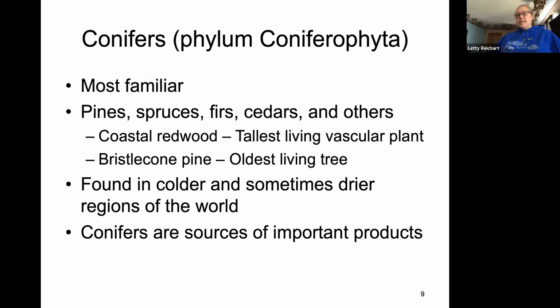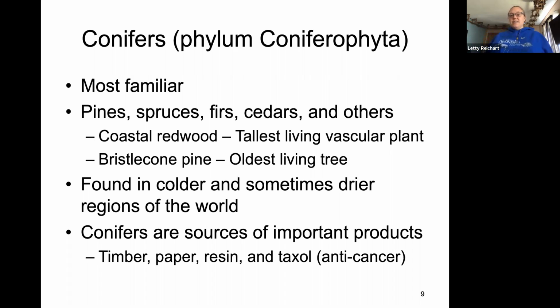We often see the conifers in colder climates and higher elevations. They're well adapted to more of a drier climate. Most of them have needle type leaves, which reduces water loss. And then we use conifers for a lot: building products, lumber, making paper, resin, and even an anti-cancer pharmaceutical drug called Taxol.